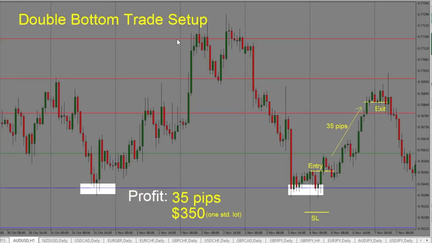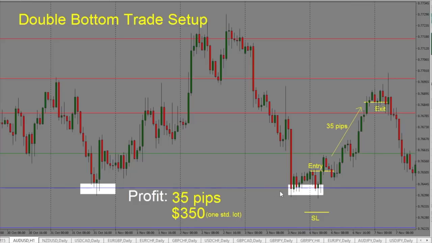We're looking at a double bottom trade setup. This is Aussie US dollar 1 hour chart. So in a double bottom trade setup, we are looking for two areas where the price reacts. In this case, we see that the price comes down here and then pushes off of this level. So this is a great support level. And a few days later, as we can see, price comes into this level again. And as we can see, it's not able to break through. So this here gives us a good indication that this is a valid setup.